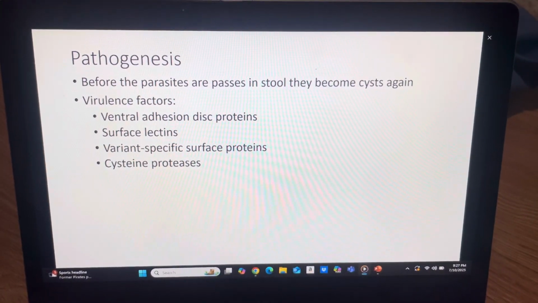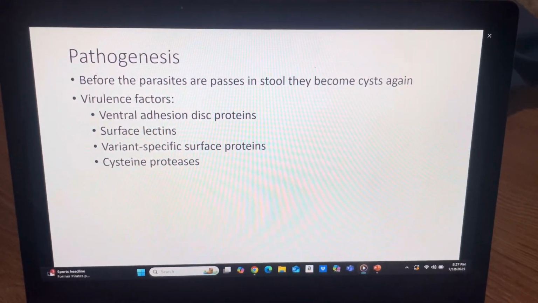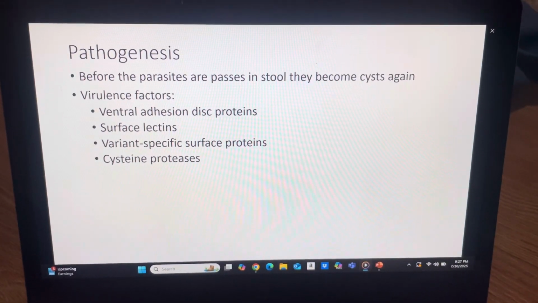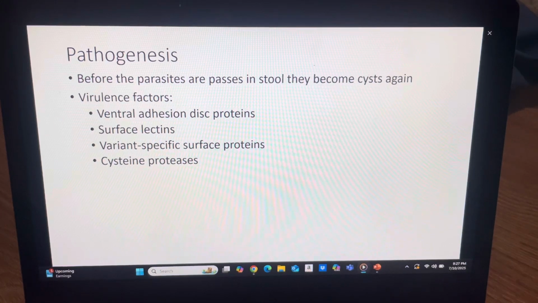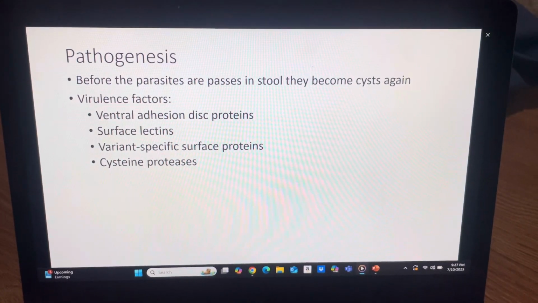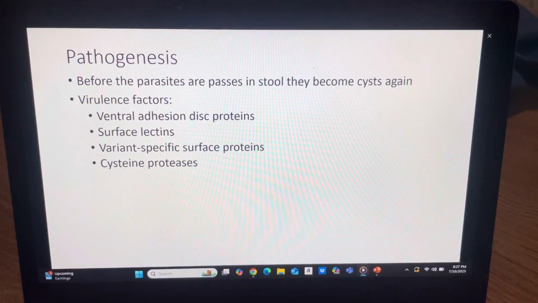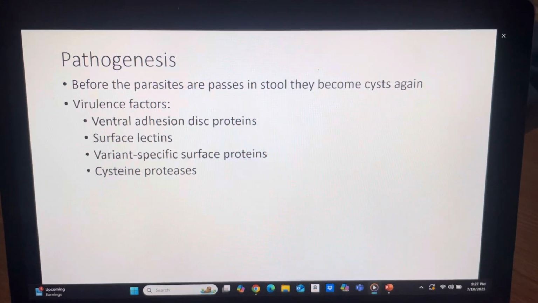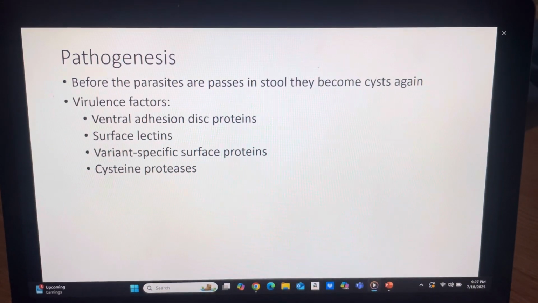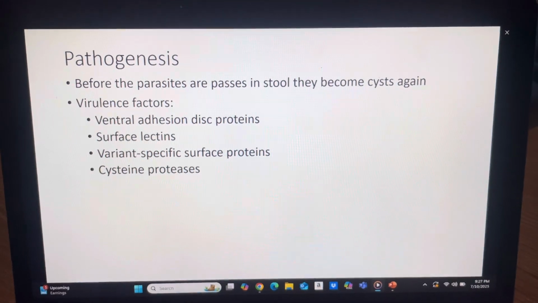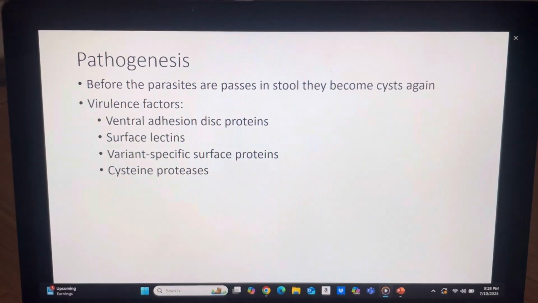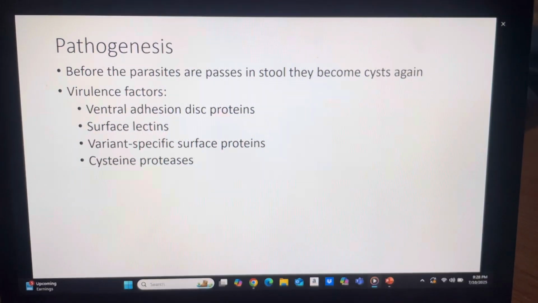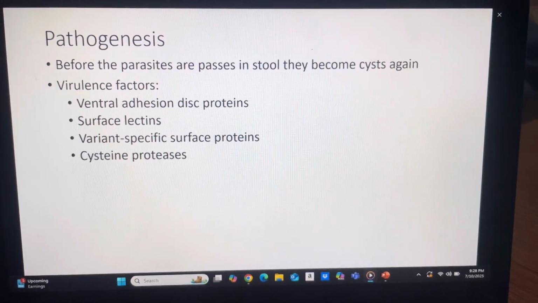And then virulence factors. You have the ventral adhesion disc proteins. These proteins are crucial for the parasite's attachment to the intestinal epithelium. Then you have surface lectins. These molecules help the parasite adhere to the host cell and mediate interactions with the host intestinal lining. Variant-specific surface proteins, or VSPs, are highly variable proteins on the parasite's surface that allow it to evade the host immune system by constantly changing their surface antigens. Then you have cysteine proteases. These enzymes degrade host proteins, including mucin, tight junction proteins, and immunoglobulins, contributing to the parasite's ability to colonize the intestine and evade the immune response.